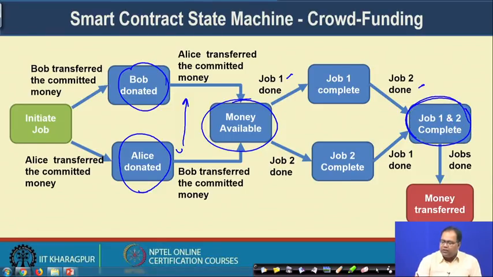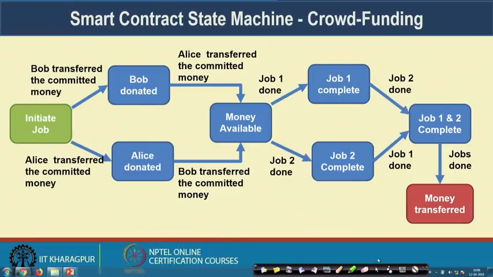So, once both jobs are done, your smart contract will transfer the money from the funders, which are here Bob and Alice, to the project proposal. Say if Eve has submitted that project proposal, the money will be transferred to Eve. So, that way you can represent a smart contract in the form of a state machine. Indeed, any algorithm you can represent in the form of a finite state machine.